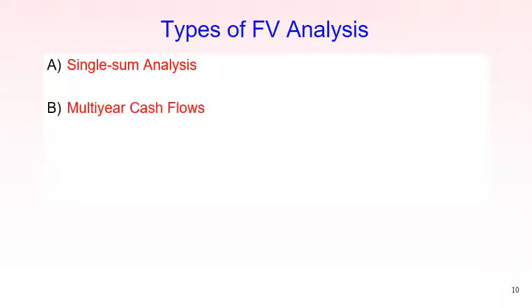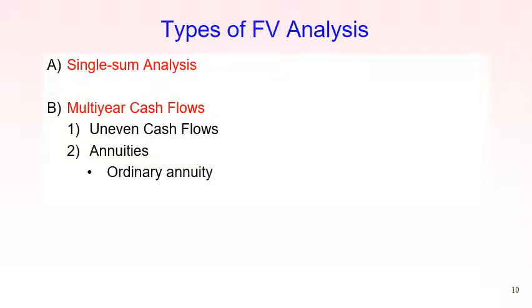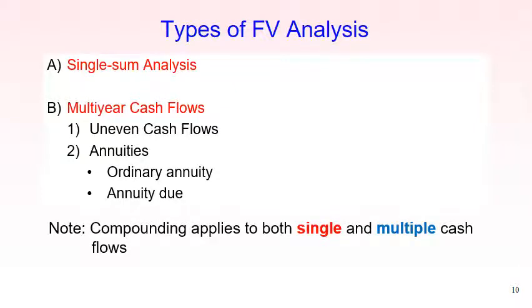Types of future value analysis. Single sum analysis, multi-year cash flow. Under multi-year cash flow, you have uneven cash flow and annuities. Under annuities, we have ordinary annuities and annuity due. Note, compounding applies to both single and multiple cash flows.